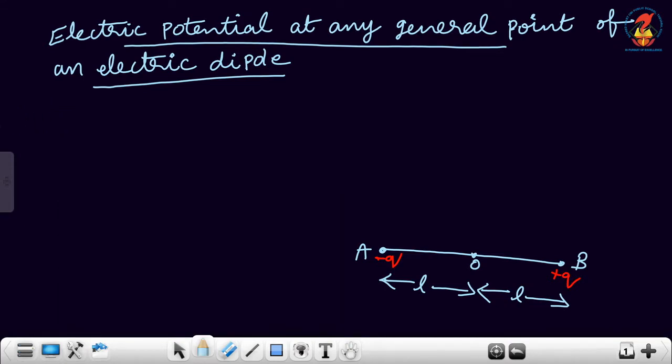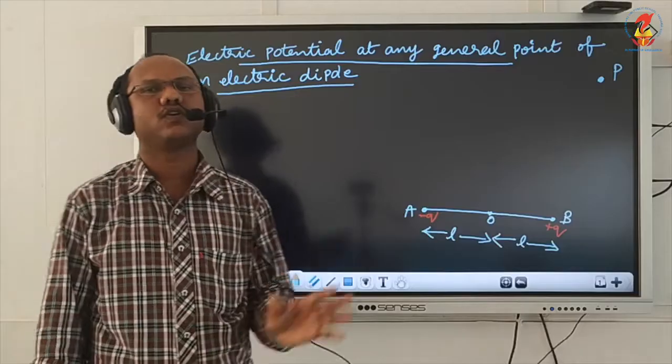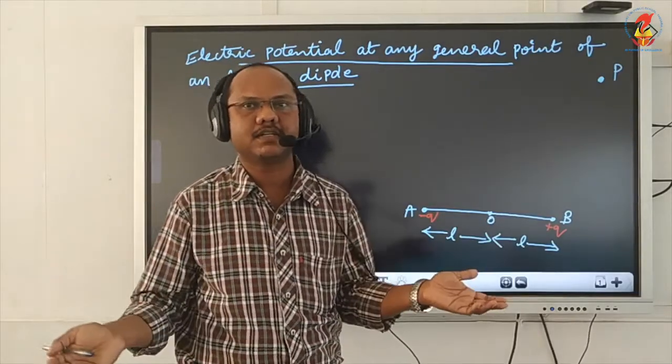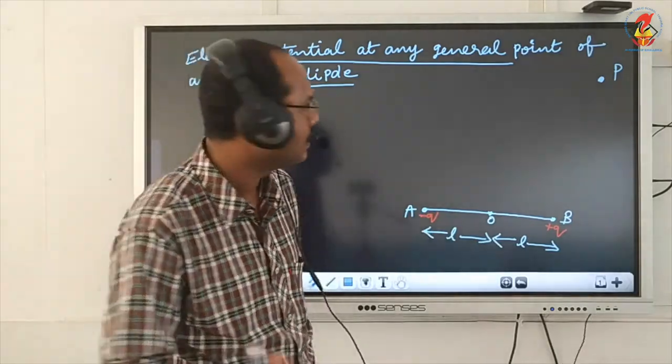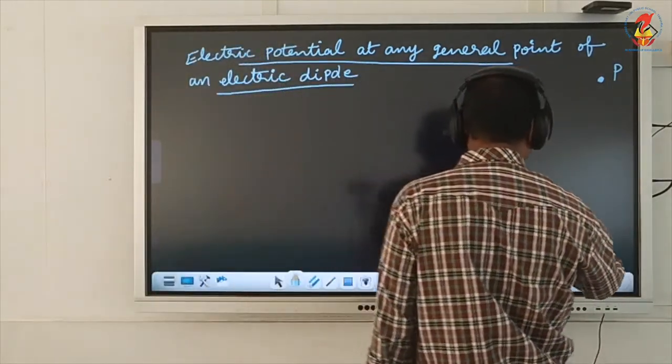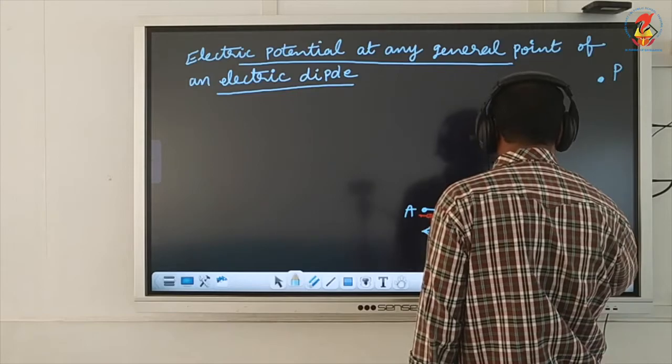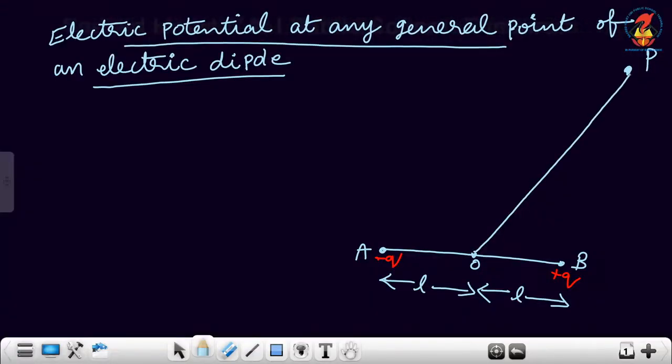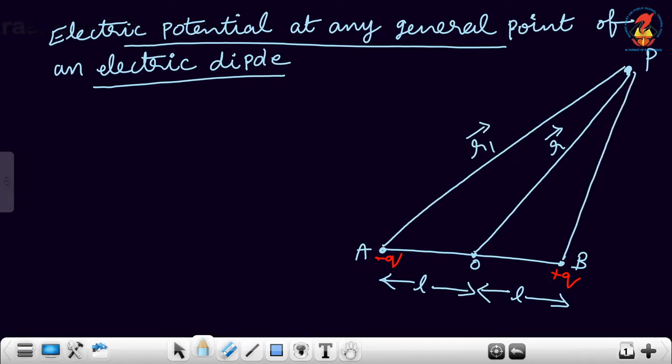Imagine any point P. This point P is not on the axial line, not on the equatorial line. It is anywhere. That is why we call it a general point. From the center O towards the point P, the distance is R. From A towards P, the distance is R1, and from B towards P, the distance is R2.